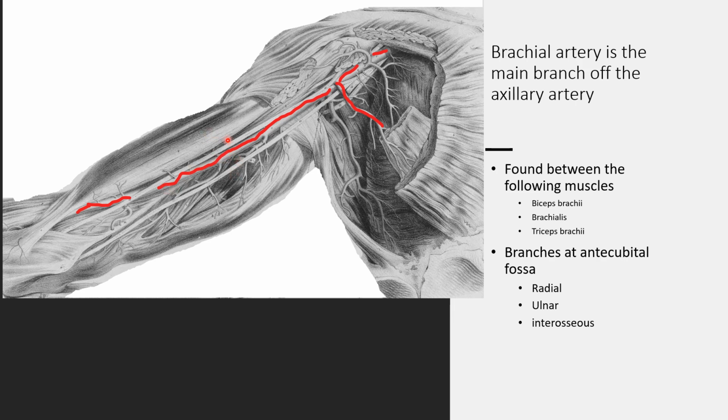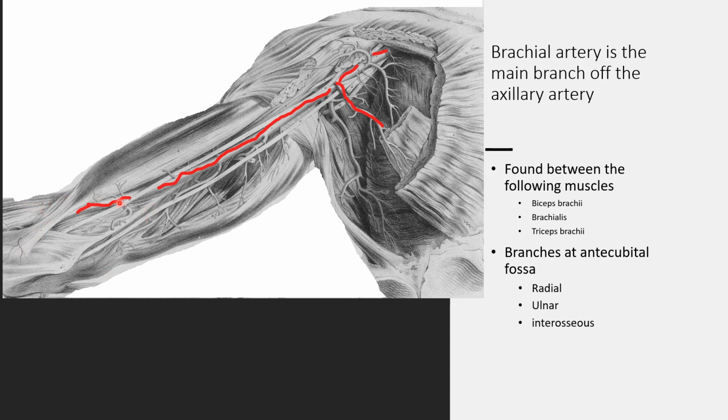And you can actually feel it on the medial aspect of the brachial region, the medial antebrachial fossa, if you would, between where we see the biceps brachii, the brachialis a little bit farther, and the triceps brachii here. And so you can actually feel this. And as you go past it, it's going to branch and give you three different arteries.